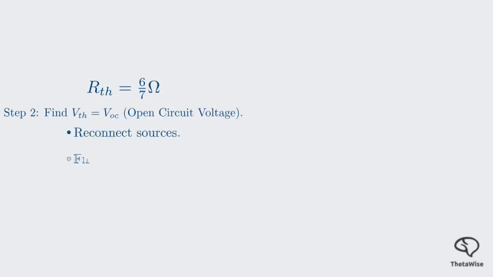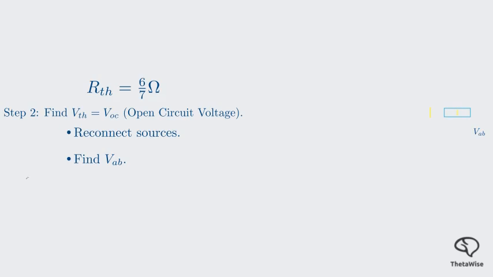Step 2. Find the Thevenin voltage, Vth. Thevenin voltage is defined as the open circuit voltage at the terminals A and B. We reconnect our sources but open the terminals. We need to find the voltage VAB. Since the terminals are open, no current flows through the 6-ohm resistor. This means the voltage VAB is the same as the voltage across the 1-ohm resistor. We can use superposition again to find this voltage.